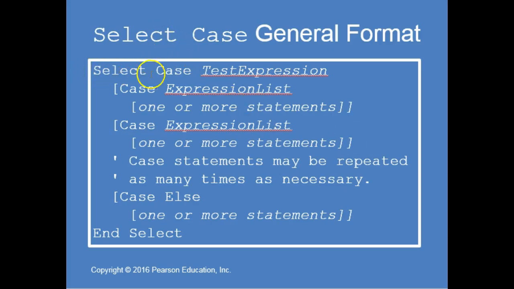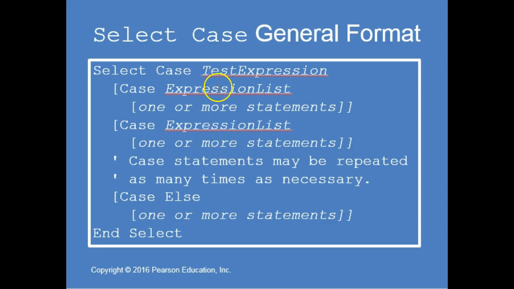It starts off with the reserved words select case. You'll see an end select at the end, and then you can put an expression here that's going to be tested. So for each possible value of this expression, you're going to have a case label. So the reserved word case again, followed by one of the possible values the test expression can be. You can have as many of these case labels as you want, and at the end you can have a case else, which is similar to a default in a switch statement.